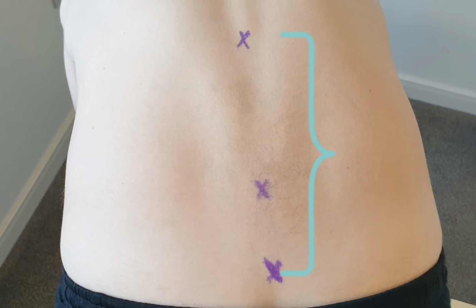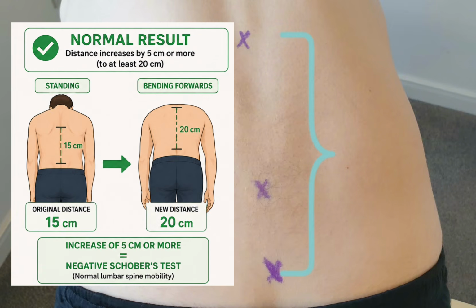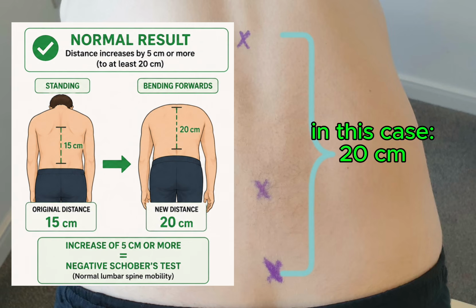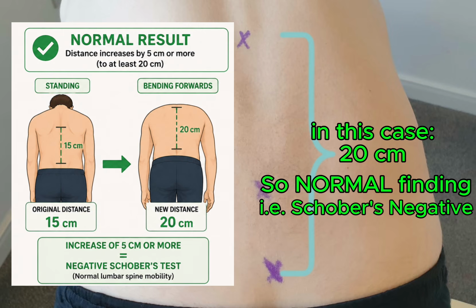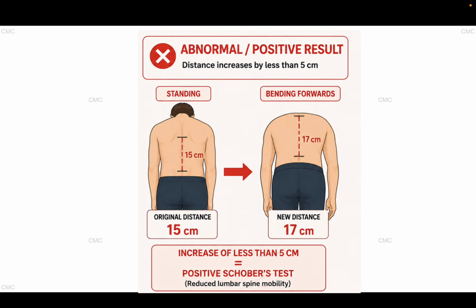A normal result would be that the distance between the top and the bottom mark increases by 5 centimeters or more. In other words, the total between the bottom and the top marks should increase from the original 15 to at least 20 centimeters or more. An increase of less than 5 centimeters suggests reduced lumbar spine mobility and constitutes a positive Schober's test.